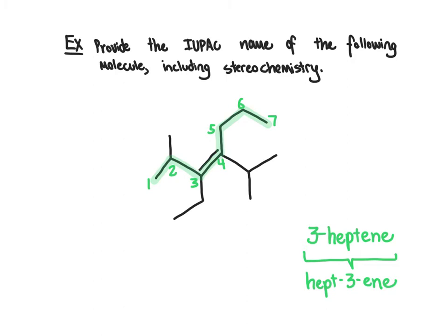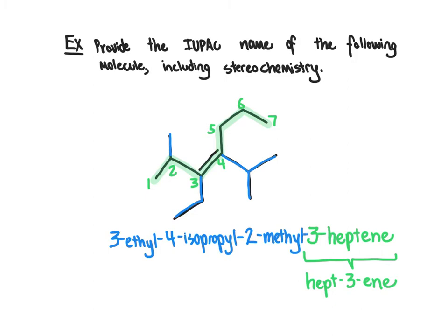Our branches, I'll go ahead and highlight in blue: methyl, ethyl, isopropyl. So plugging those in alphabetical order, I'm going to put the ethyl branch first. That's at carbon 3, so I'll do 3-ethyl. And then isopropyl comes next in the alphabet, so 4-isopropyl. And then last but not least is our 2-methyl group.